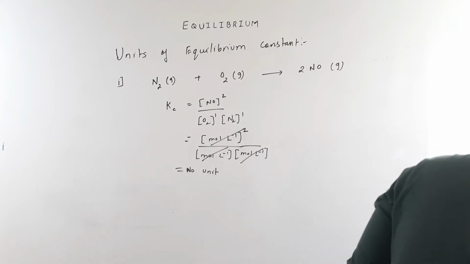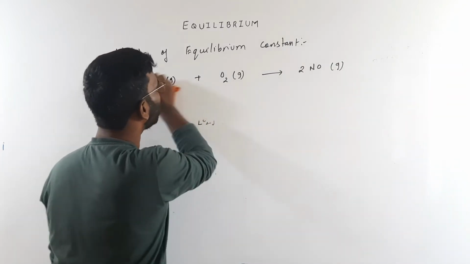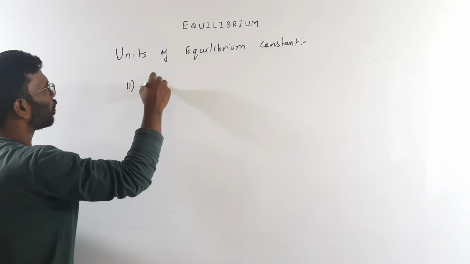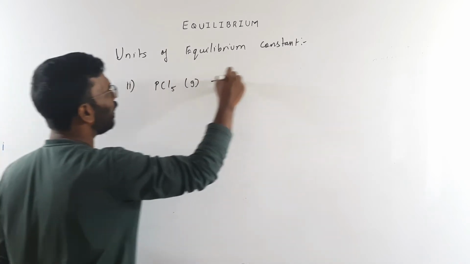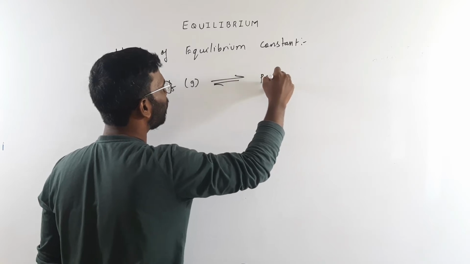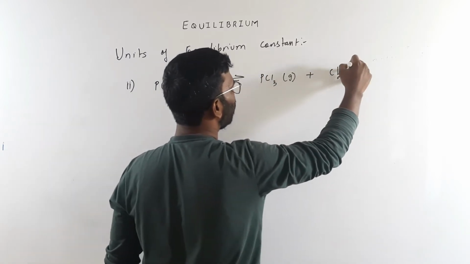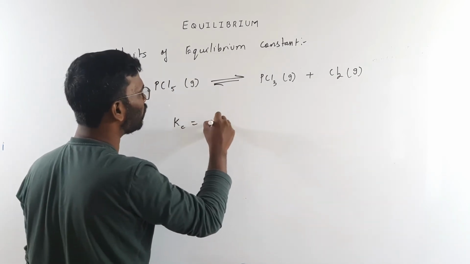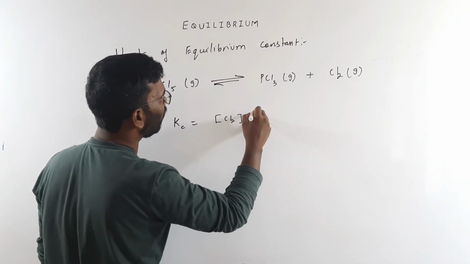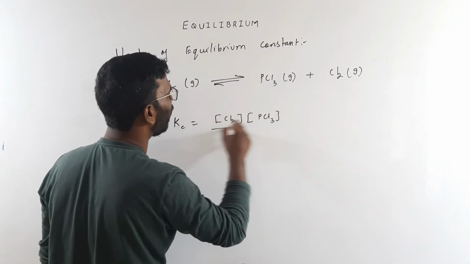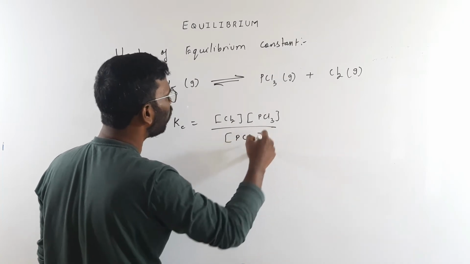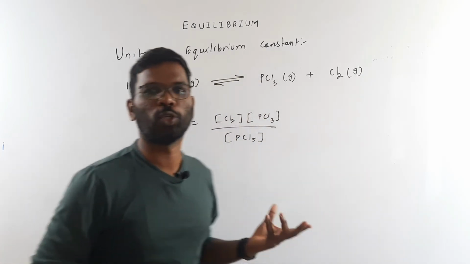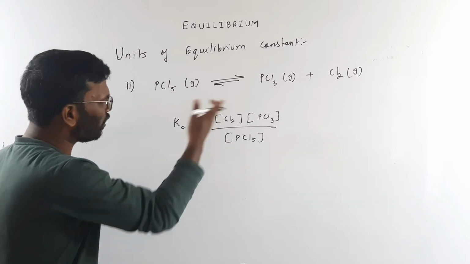So if I consider another reaction: PCl5, a gas, is decomposed to PCl3, also a gas, and Cl2 gas. If you write the equilibrium constant, Kc is equal to the concentration of Cl2 into the concentration of PCl3 divided by the concentration of PCl5. Since these are gaseous reactants, you can also express them in atmospheres in terms of partial pressures, but let's take this in concentration.